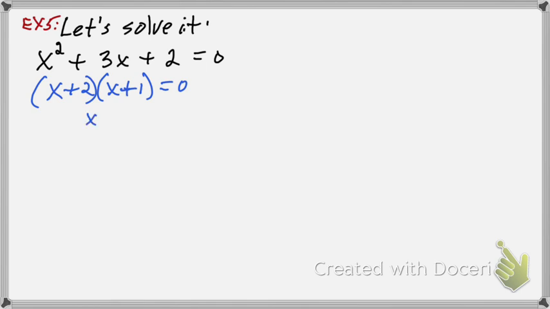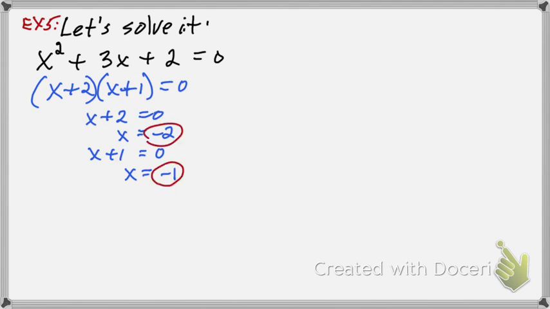So I solve. So I'm getting minus 2 and minus 1. Easy. Everybody okay with that? Let's do another. That was just a plain old quadratic equation. How about this one?